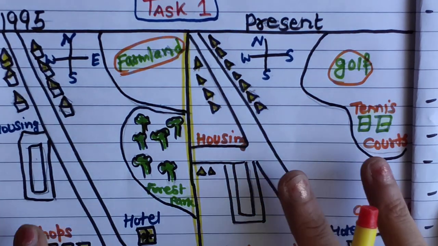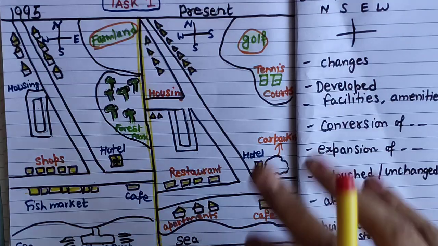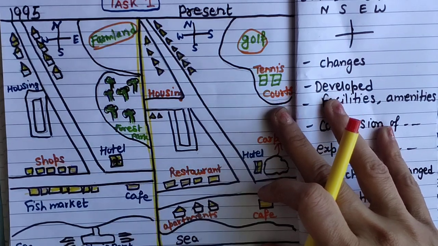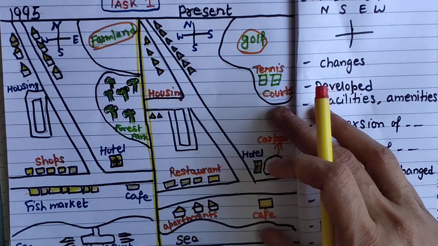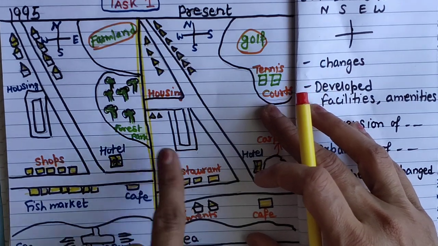Now coming to the vocabulary part. See, I have made it for you so that you can see the colorful changes, but in your question paper you will not get the color changes.